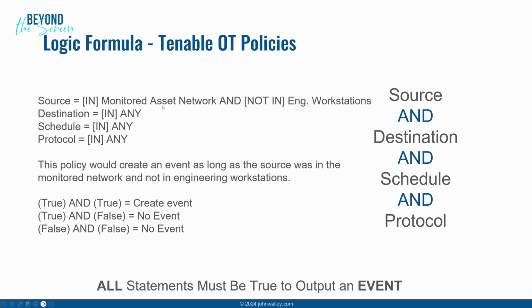Now, if one of these conditions is false, because we have an and statement here, then it will not trigger. So for example, if it's in a monitored network, but it's not in the engineering workstations, it would work. But what if it was in engineering workstations? If we said it's in a monitored network and it's in the workstations, guess what? It creates no event. Also, if it's not in the monitored network, but it is in these workstations, it also will not create an event because the engineering workstations have been approved.